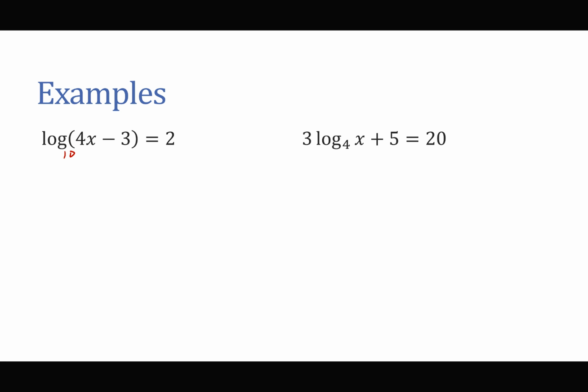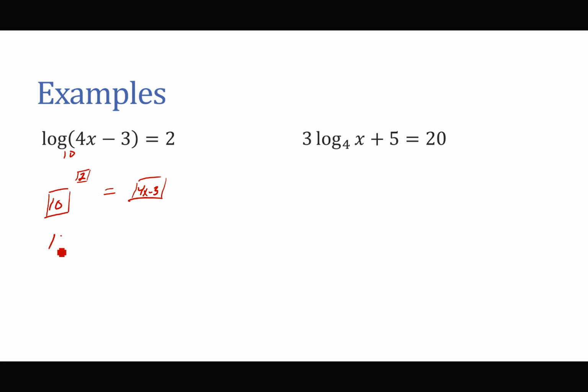How could I write this in exponential form? So I have something raised to something equals something. What's going to be my base of my exponent? 10. The base of the log, base of the exponent, they're both called the base for a reason. What is going to be my exponent? 2. So 10 squared equals 4x minus 3.